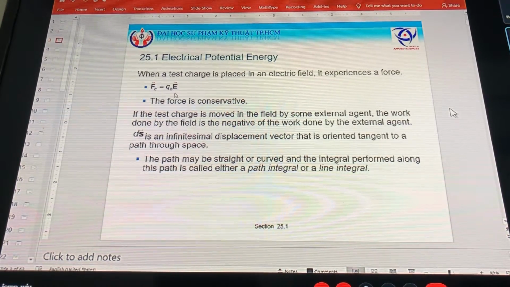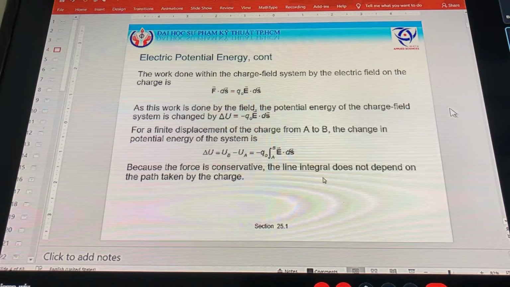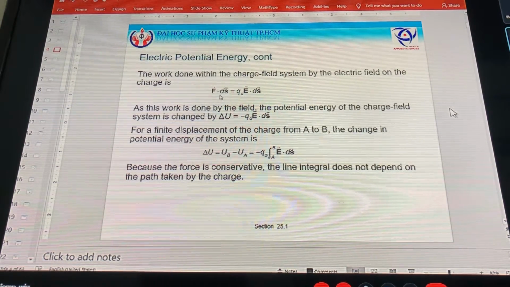This is the Coulomb's force that the test charge Q0 will be exerted from the field when we put the test charge Q0 into the field E, right? Fe is Q0 multiplied with E. This is the vector equation. Then we want to calculate the work when the charge moves a very small displacement ds, then the work will be F dot ds, or Q0 E dx.